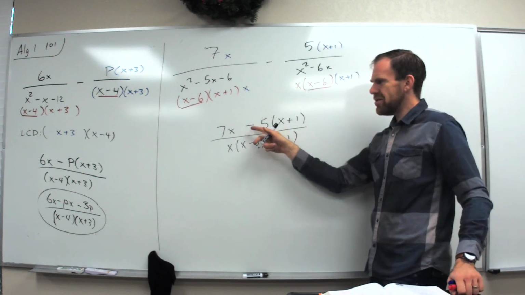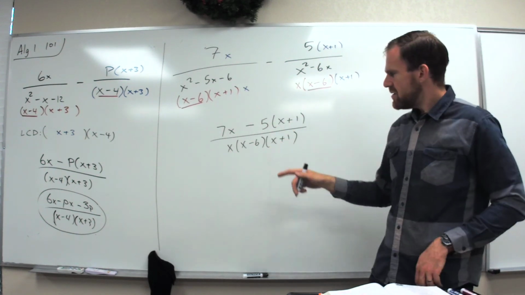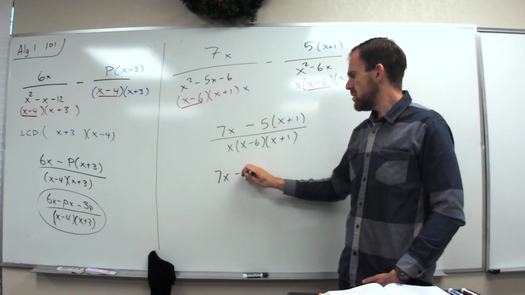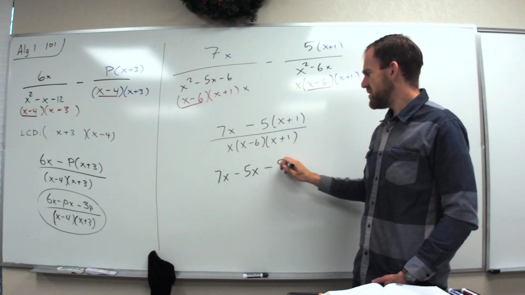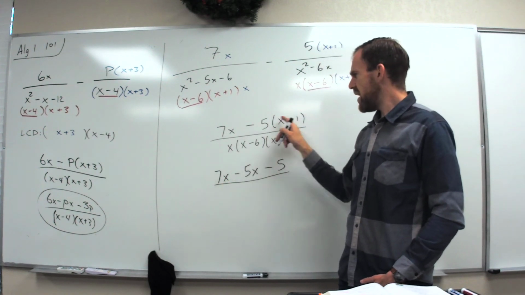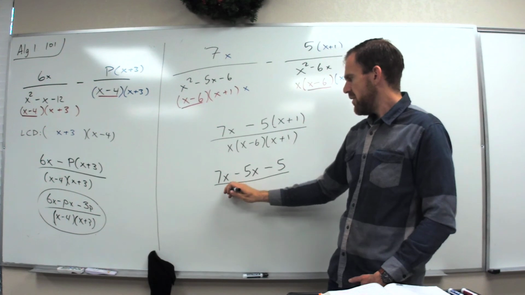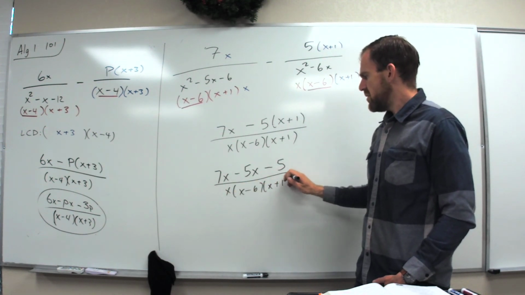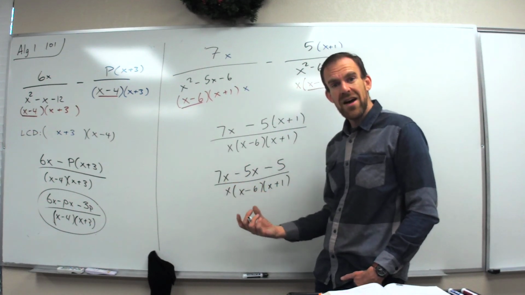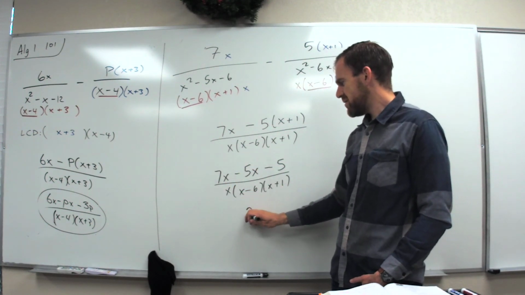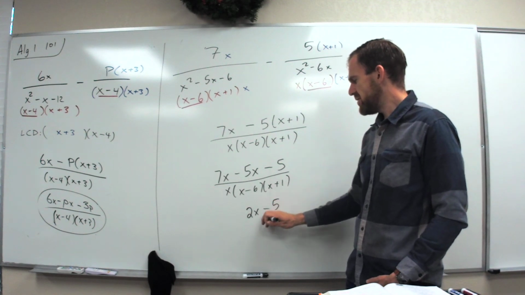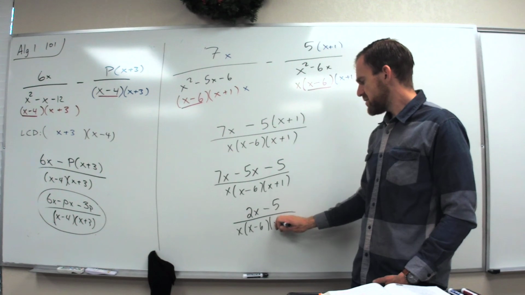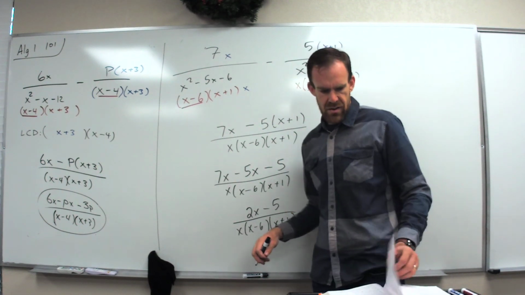Now, I hope that there are some like terms here that I can add. So, 7x minus 5x, those are like terms, minus 5 is the top because this is going to distribute over x minus 6, x plus 1. And I notice that 7x minus 5x are like terms, so I can subtract them. So this is 2x minus 5 over x minus 6, x plus 1.